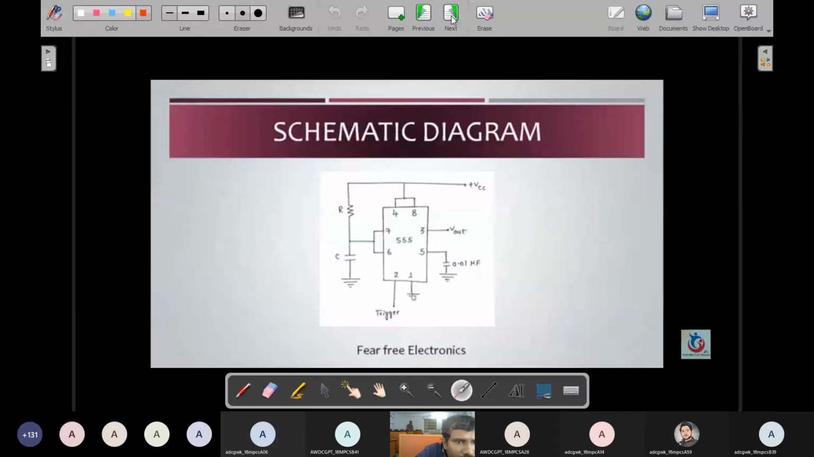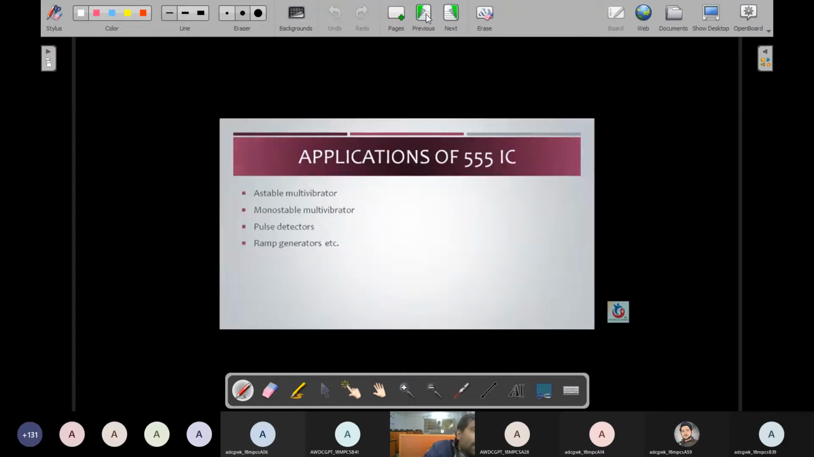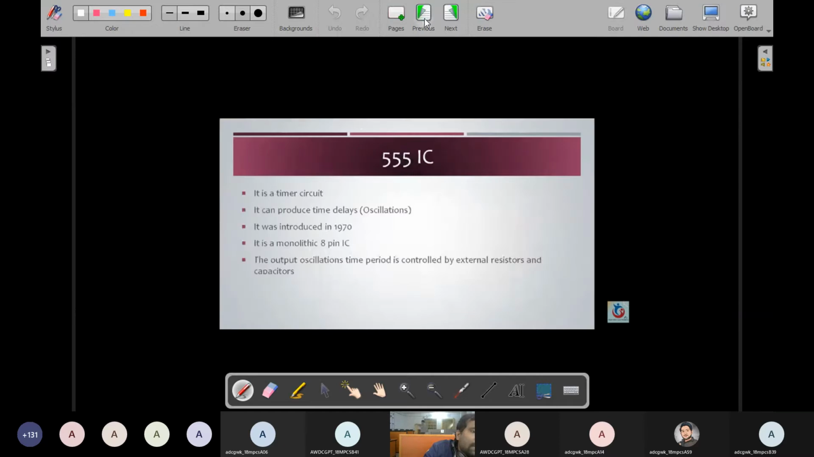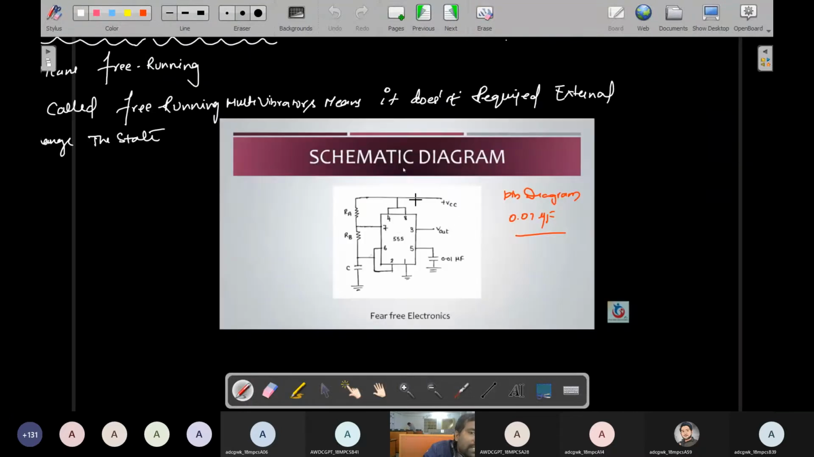See, this is the schematic diagram of the monostable multivibrator. So our next topic is the monostable multivibrator. Astable is over, I explained astable completely. In astable, this is the block diagram and the schematic diagram of the astable multivibrator.